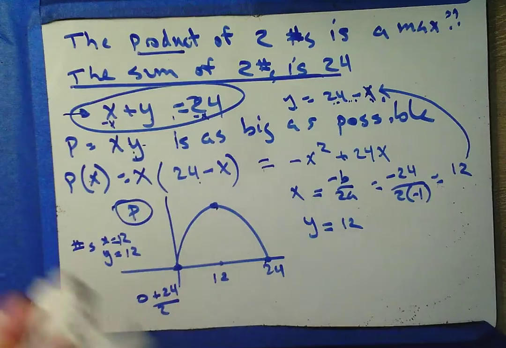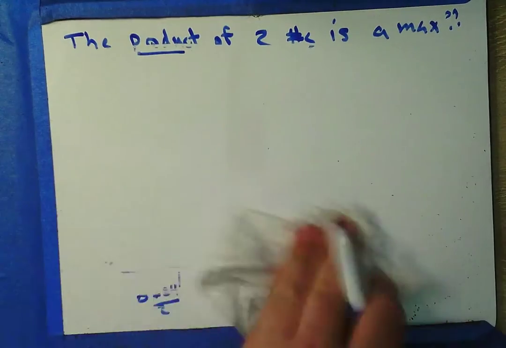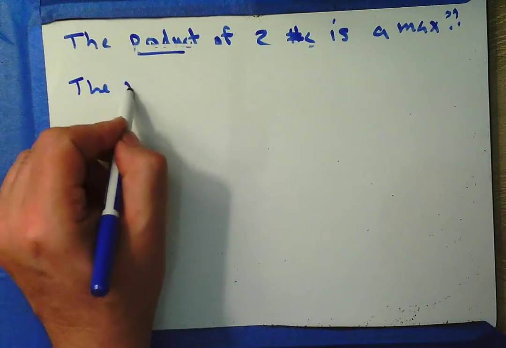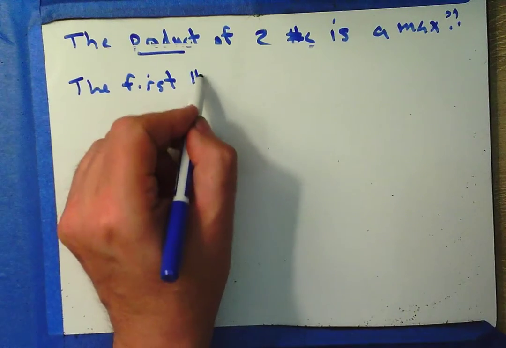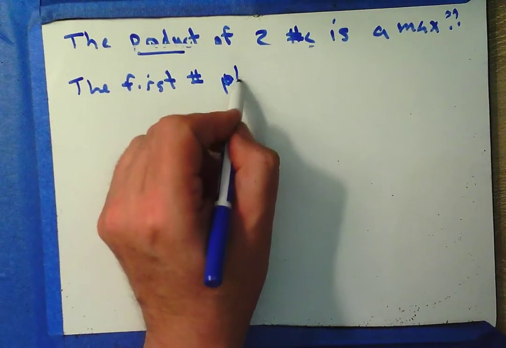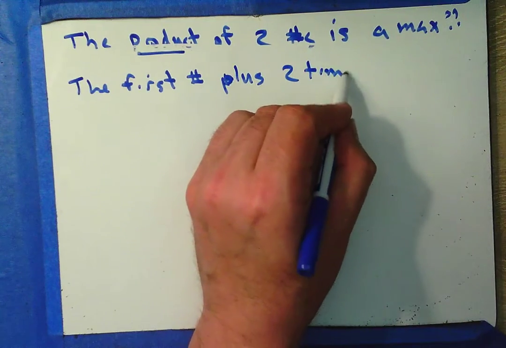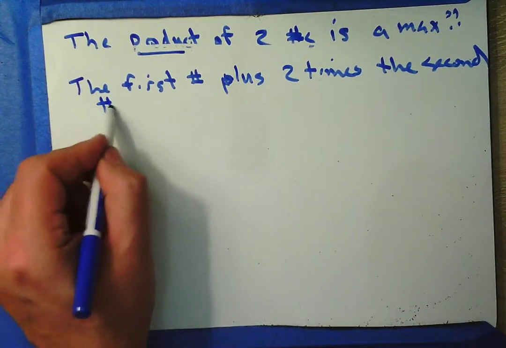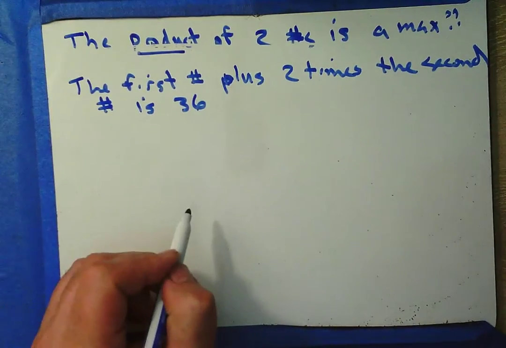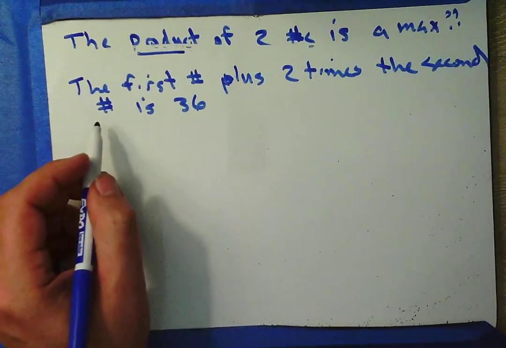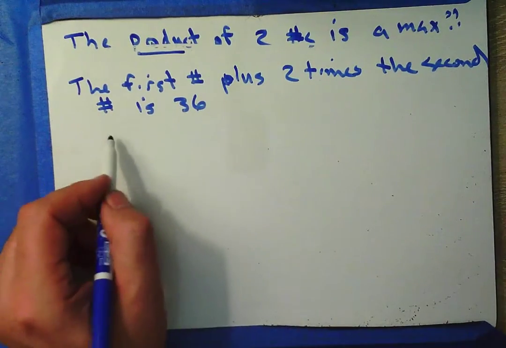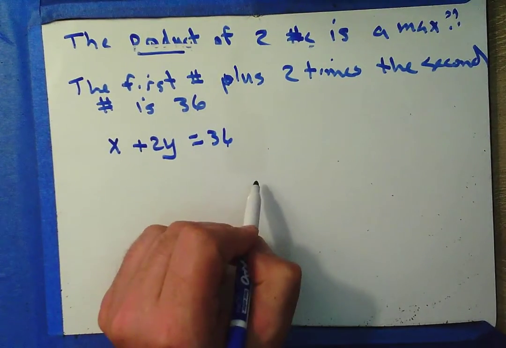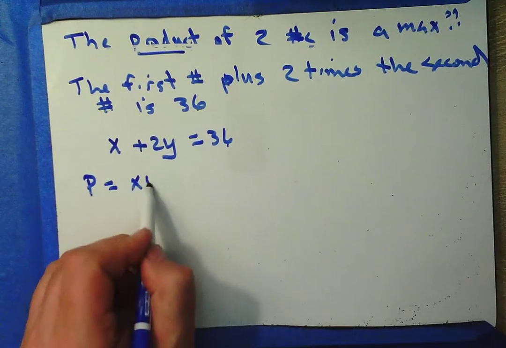Okay, well, let's try a different spin on that. I'm still looking for the product of two numbers as a maximum, but this time I'm going to say the first number plus 2 times the second number is 36. Okay? So this time my helping equation looks like the first number plus 2 times the second number is 36. And I still have the product is x times y.